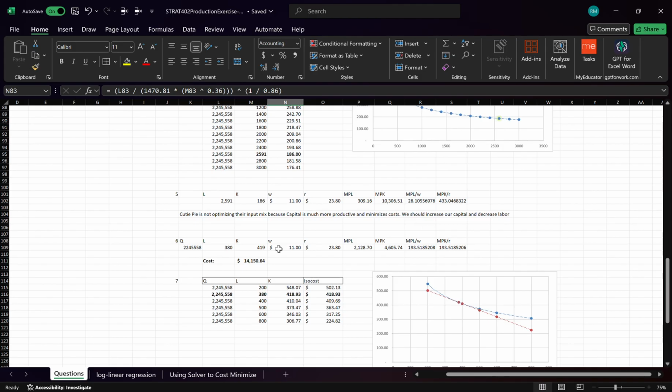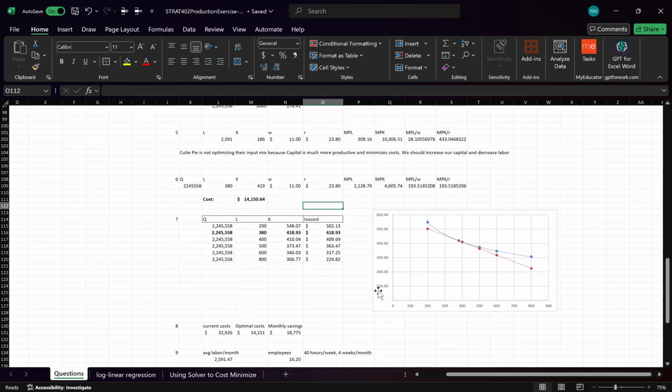Number 6 is basically to actually find the minimizing cost. So I used Solver for that, and this is the number I got, and then this is the L and the K. So 380 hours of labor instead of this, and then 419 machine hours is what it called for, and then you can see those two are equal, so you know that it works. That's the cost.